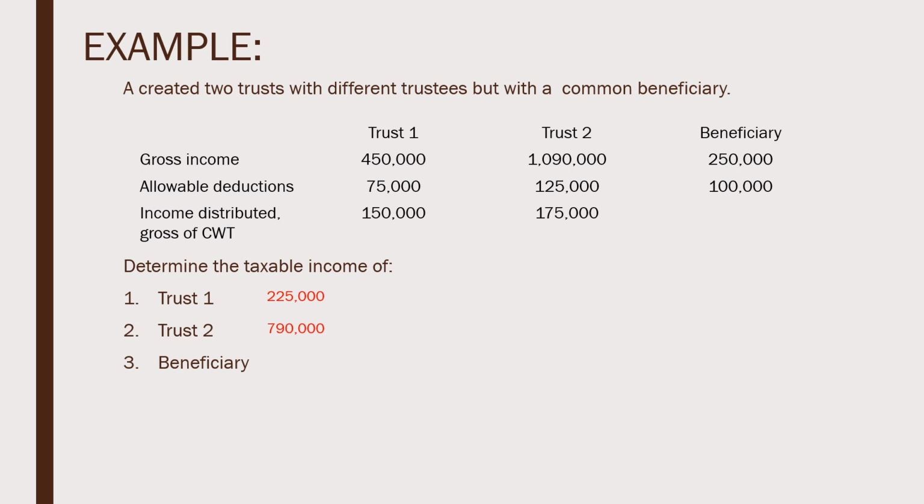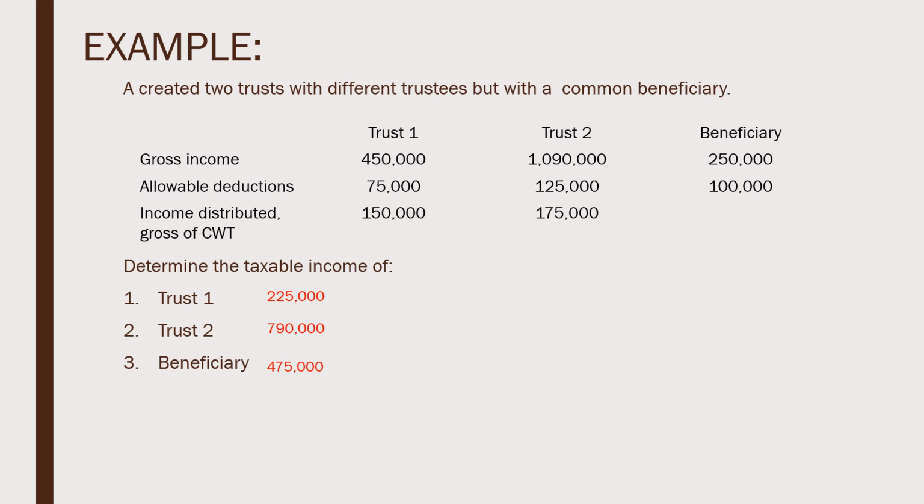For the beneficiary, we just get the gross income of 250 less 100. Then don't forget to add the income distributed to it by Trust 1 and 2. So that's plus 150 plus 175. And the answer is 475,000.